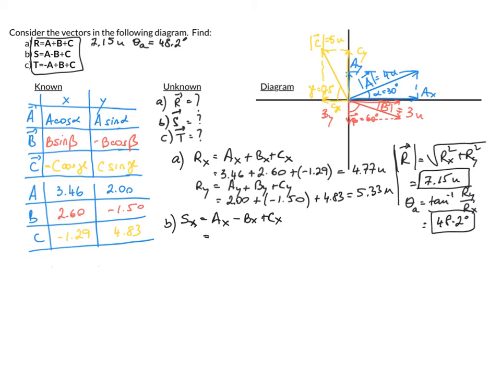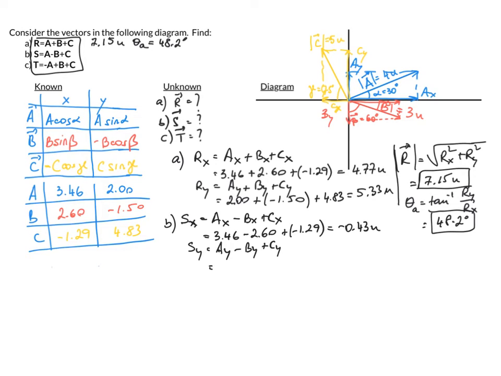So a sub x is 3.46 from our table here. B sub x is 2.6, so I have a minus sign in front of that, minus 2.6, plus c sub x, which is negative 1.29. And when I add all these things, I end up with negative 0.43 units.